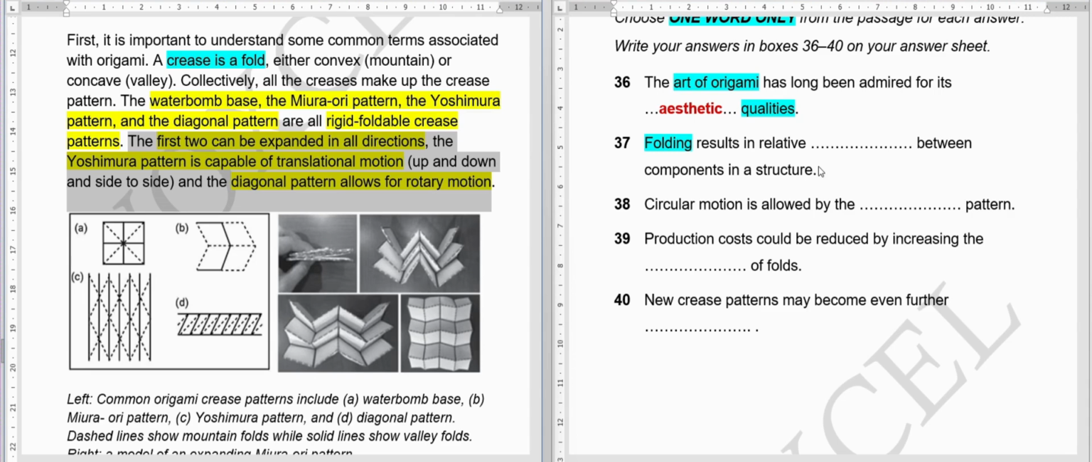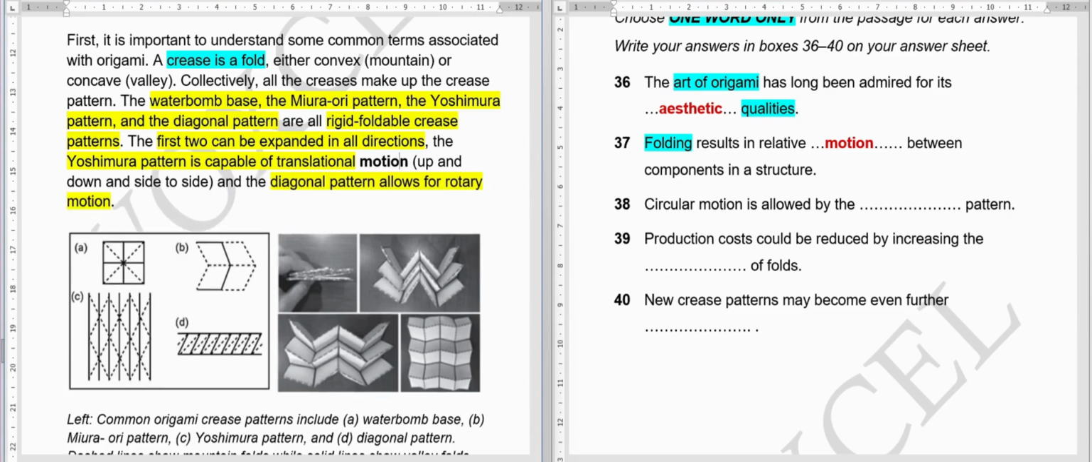Okay, time's up. I'm gonna write the answer here and see whether you were able to arrive at the correct answer or not. And the answer is motion. Where is it written? Here. Let me write the answer first, then I will explain to you. This is question 37.